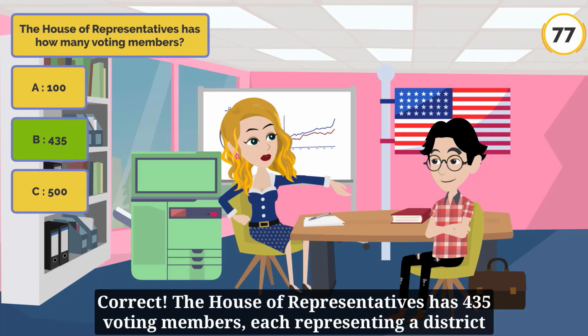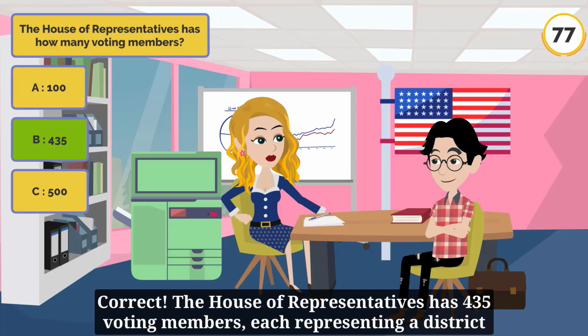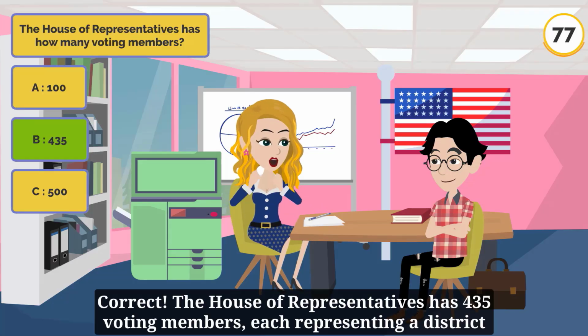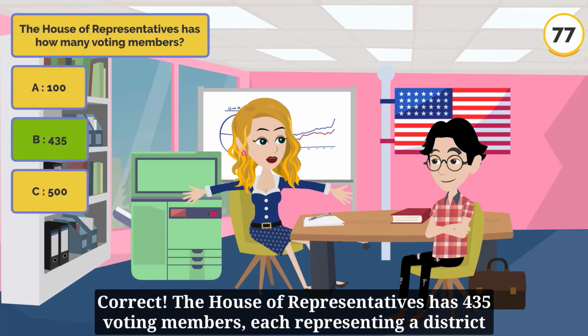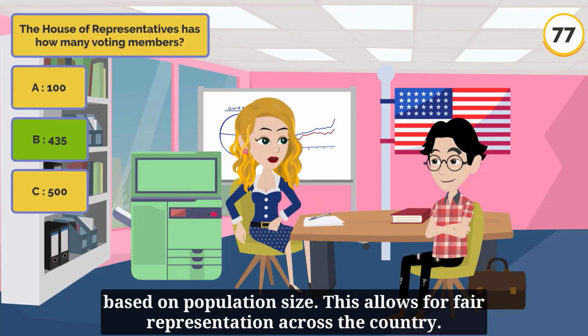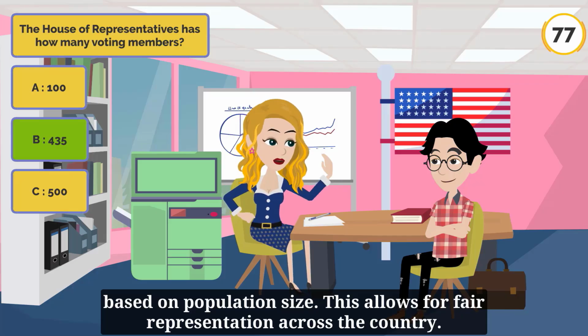Correct. The House of Representatives has 435 voting members, each representing a district based on population size. This allows for fair representation across the country.